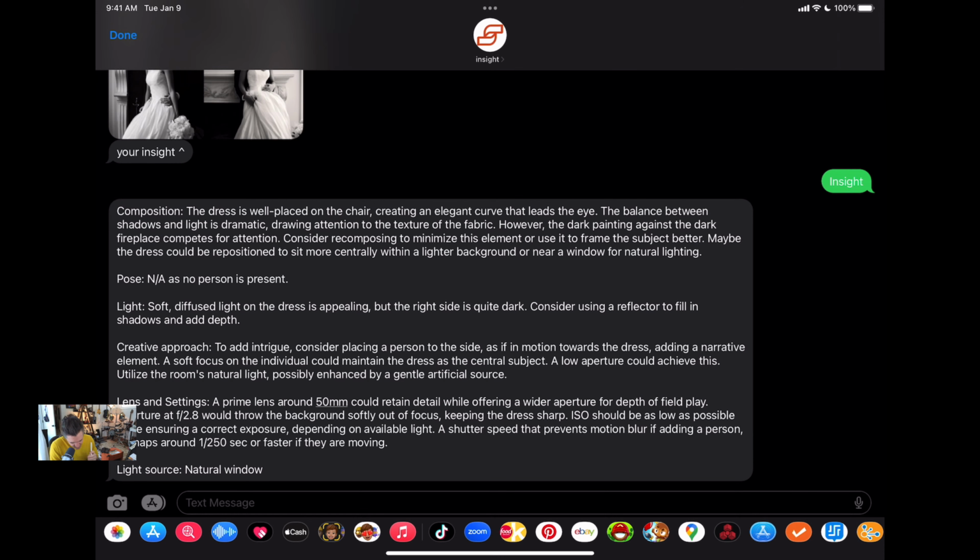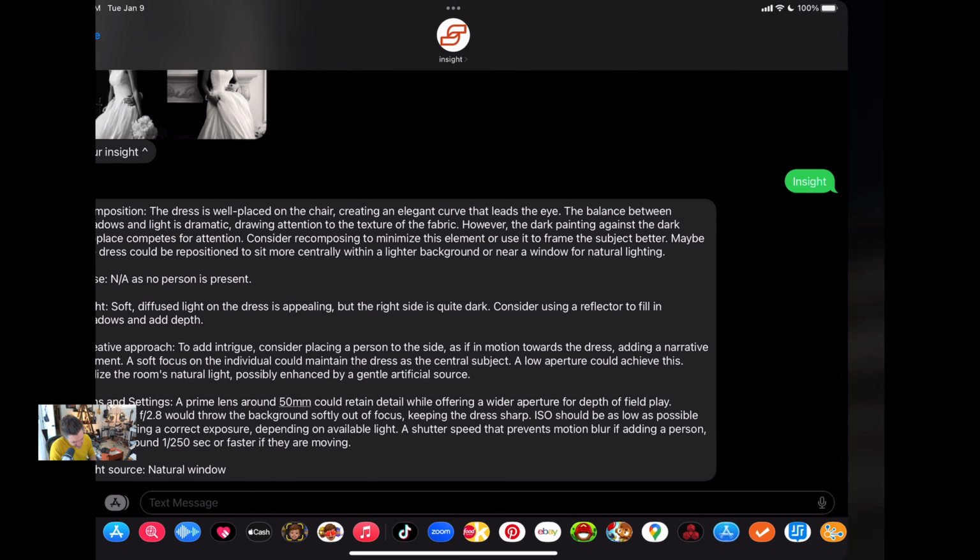Creative approach. To add intrigue, consider placing a person to the side as if in motion towards the dress, adding a narrative element. A soft focus on the individual could maintain the dress as the central subject. A low aperture could achieve this. Utilize the room's natural light, possibly enhanced by a gentle artificial source.